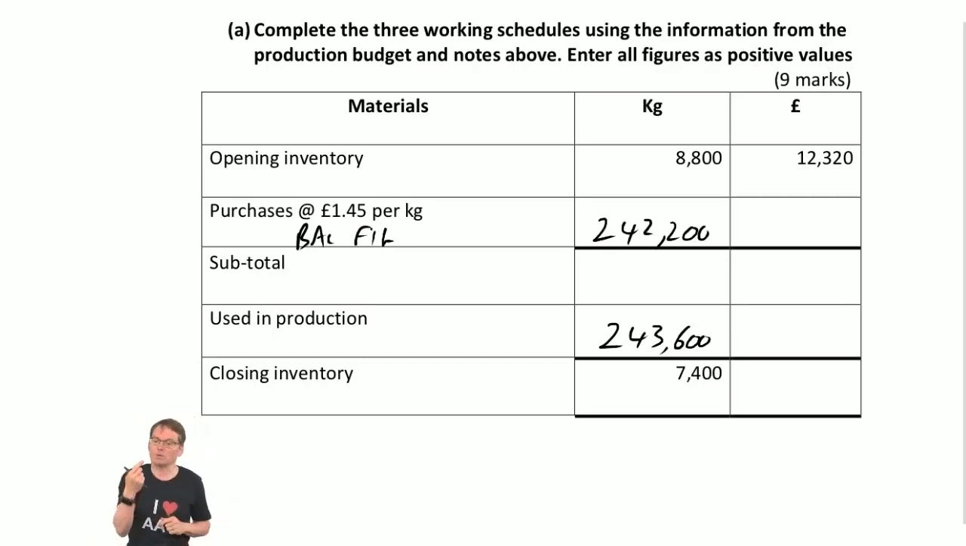All right then, so we've done the kilos. Now what we need to do is we now need to do the pounds. Well, the purchases bit, that should be quite straightforward because it says purchases are £1.45 per kilo. That should be nice and easy then.